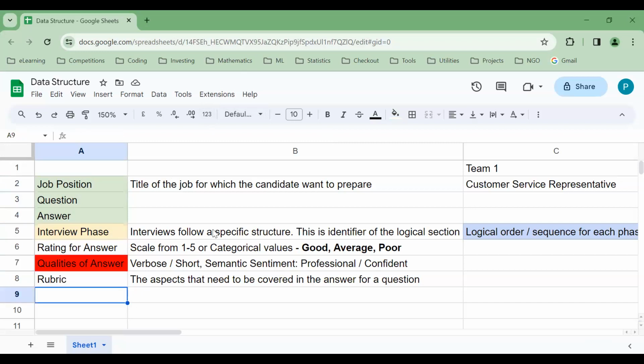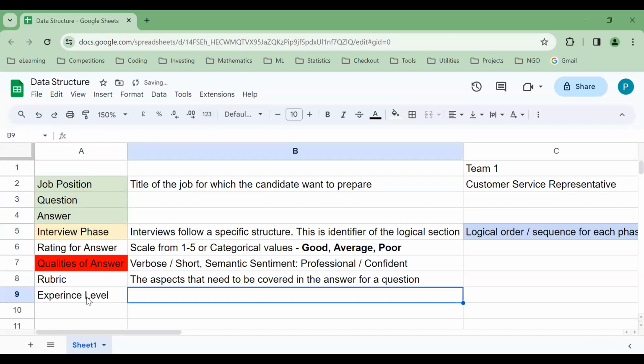Now comes the other columns. Experience level. Again, this could be this, or it could be any other option that you would think of.